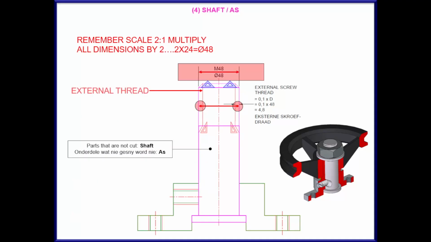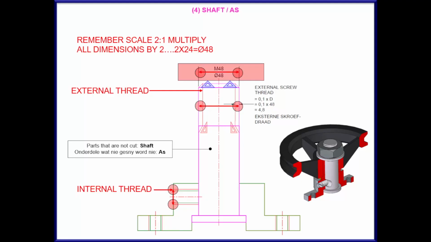Take note that we have an external screw thread and not an internal thread. For the external screw thread, the total width will be from the outside of the shaft to the other side of the shaft. And for the internal screw thread, it will be from the one side of the thread to the other side of the thread.